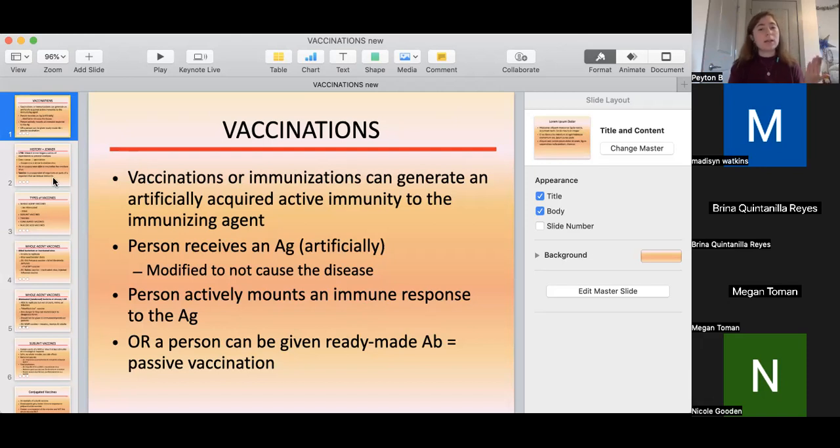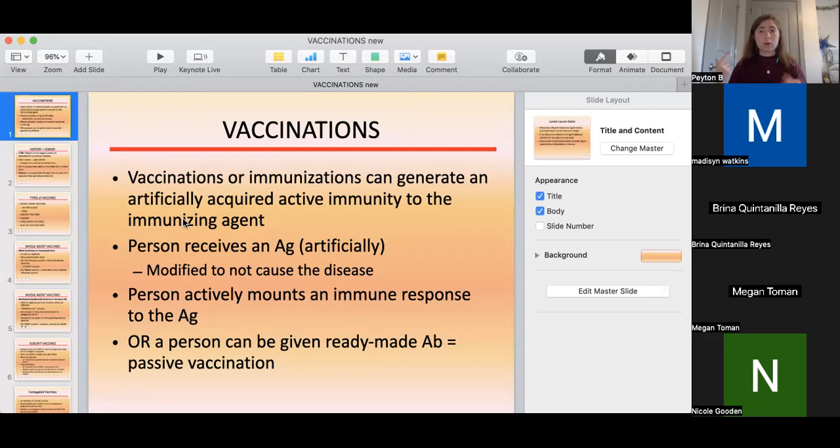All right, so vaccines. We all know what vaccines are. Can anyone tell me what kind of acquired immunity it is? It is active. Is it artificially acquired or natural? Artificially acquired active immunity, yes. So it is artificially acquired active immunity.